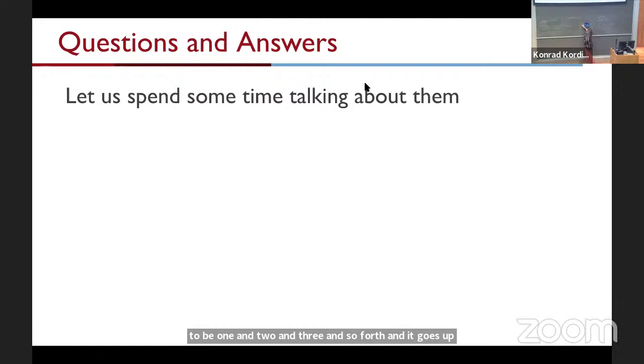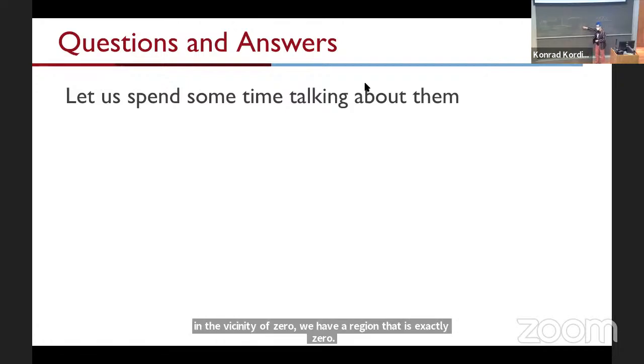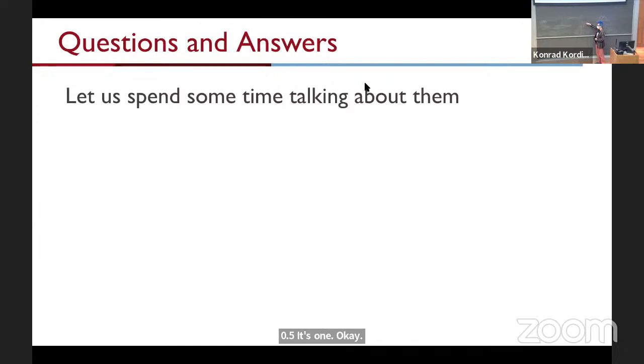The same thing happens on the negative side. So in the vicinity of 0, we have a region that is exactly 0. That is a nonlinearity. If I have 0.49, it's still 0. And then if I have 0.5, it's 1 here. And then if I have 1.5, it's 1, and so on and so forth. So the way it's implemented is that there's this region where it's exactly 0, and that region where it's exactly 0 is basically the nonlinearity that allows us to learn the XOR.